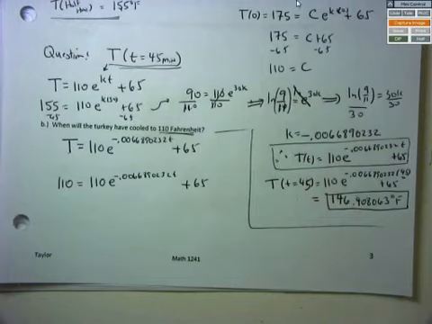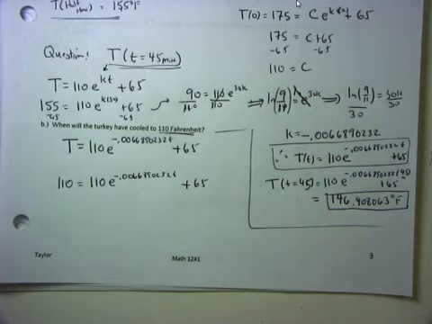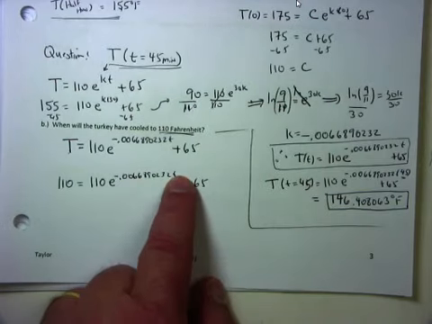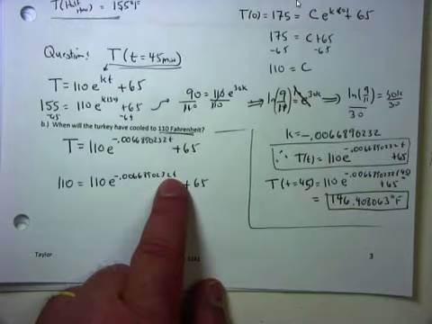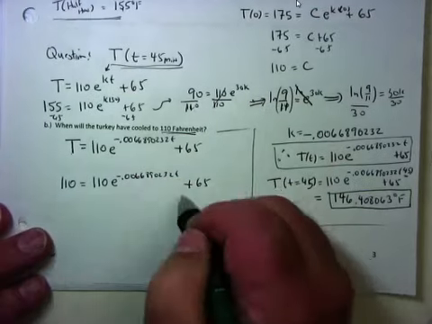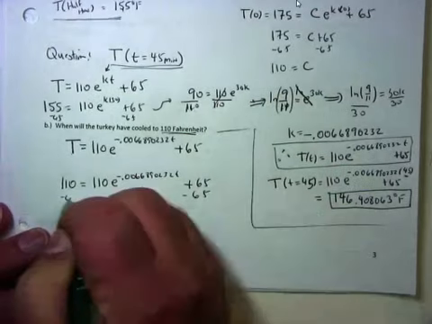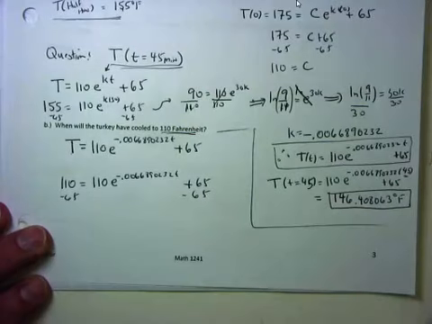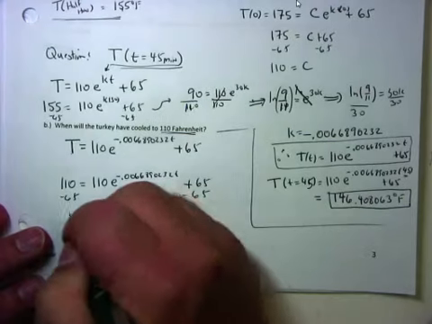But watch, this is what's going to happen to you guys on WebWork. You decided to do all this stuff in minutes. That time right there, because that K value represents minutes, is going to be in minutes. So when I solve this thing, it'll be in minutes. So I'm going to subtract 65 from both sides, get my term by himself. 110 minus 65 is a whopping 45.